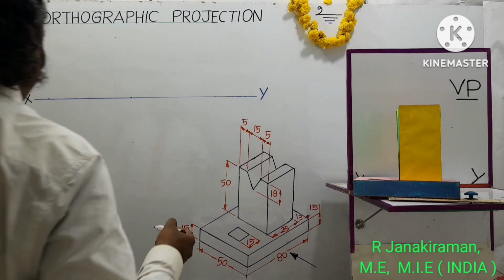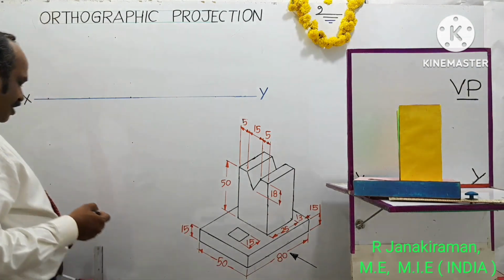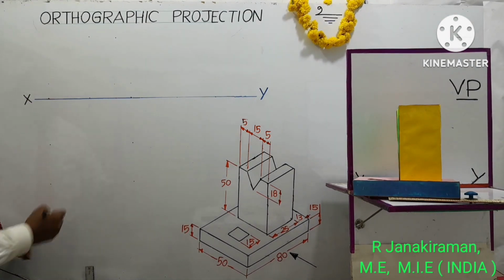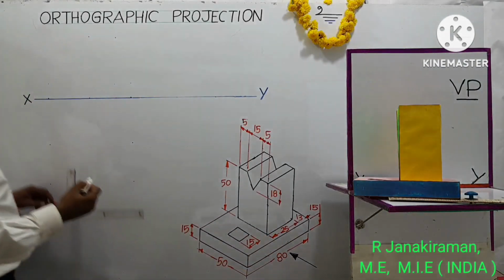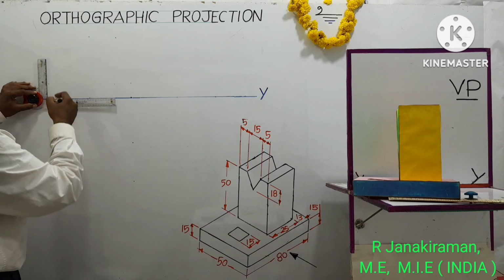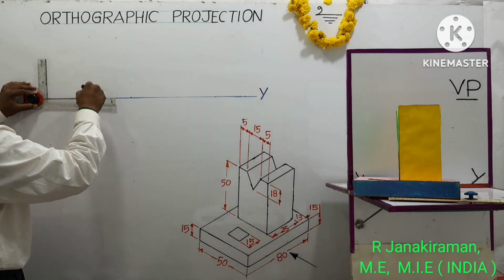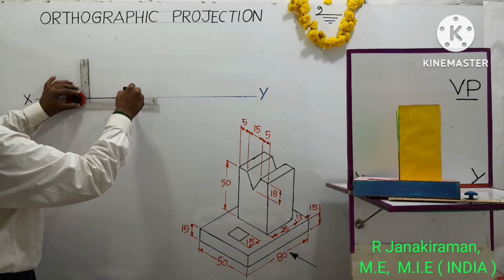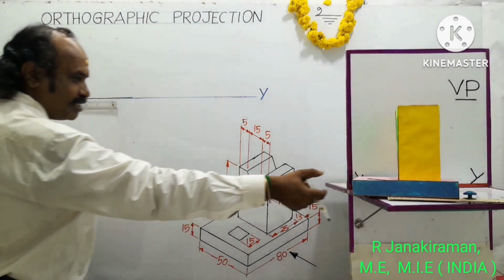Understand? So draw a reference line called the XY line using the longer scale of a drafter, marked X and Y. On this XY line, mark any point. Draw a horizontal line equal to the length of the object, given as 80 mm, that is 8 centimeter, using the longer scale of a drafter, and the HP pencil is used. This is the base edge, showing the thickness of the base. Base thickness is 15 mm.